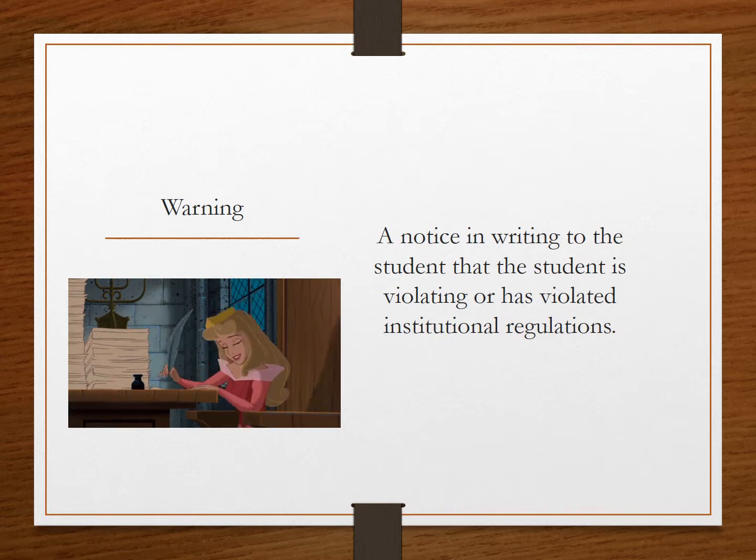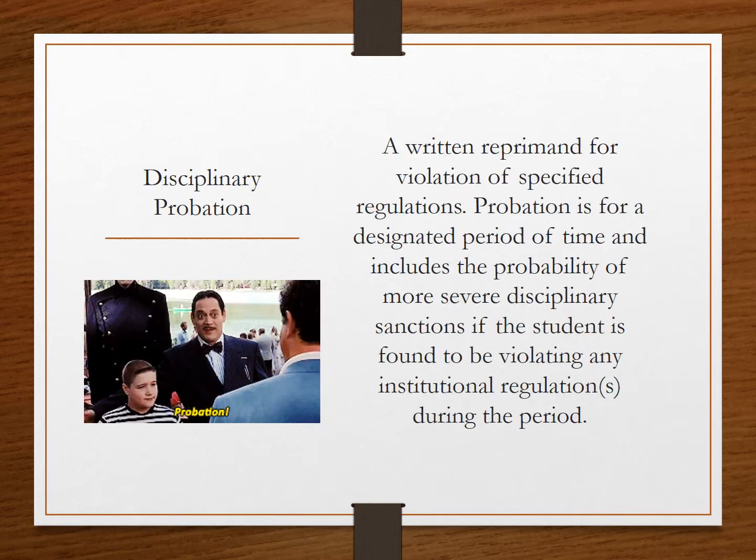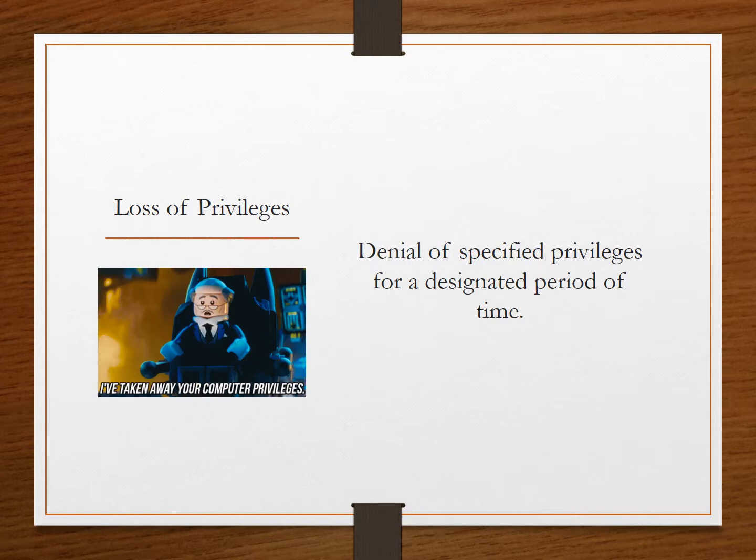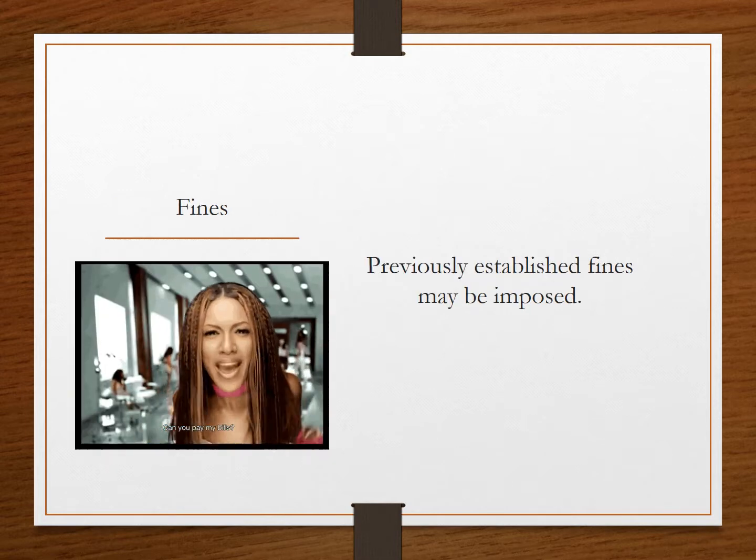Warning: a notice in writing to the student that the student is violating or has violated institutional regulations. Disciplinary probation: a written reprimand for violation of specified regulations. Probation is for a designated period of time and includes the probability of more severe disciplinary sanctions if the student is found to be violating any institutional regulations during the period. Loss of privileges: denial of specified privileges for a designated period of time. Fines: previously established fines may be imposed.